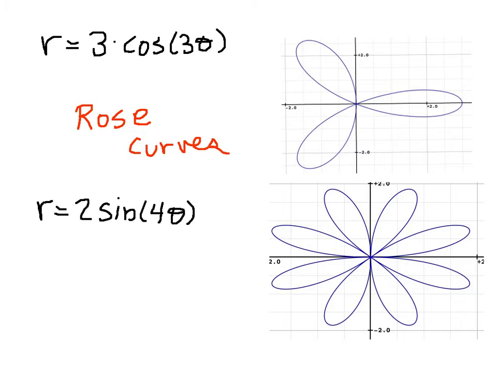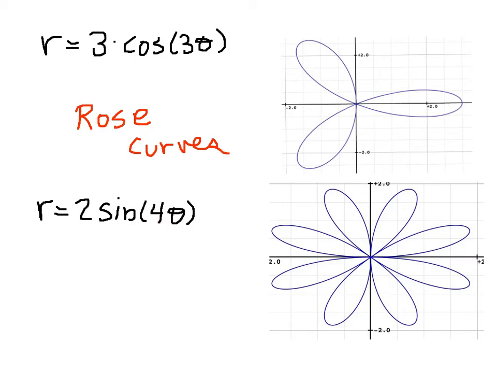Okay, so I've given you two graphs here. And these are both examples of what we call rose curves. Here is 3 times the cos of 3 theta. So from here to here is 3. And notice there are 1, 2, 3 petals on this rose. Now let's look at the sine of 4 theta.